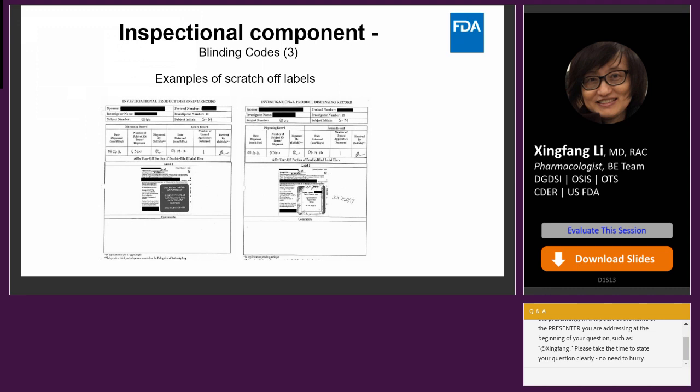As I mentioned in previous slides, there are several different types of blinding codes. This slide shows one type, the scratch label. The left panel shows an intact blinding code. It's detached from the products and this sticker is placed on the investigational product dispensing record, which will be in the subject research documentation. So when ORA investigates during inspection, they will scratch this off to reveal the real treatment.